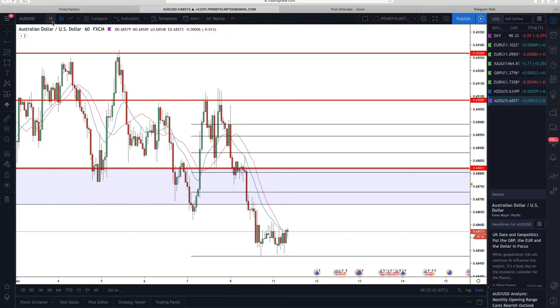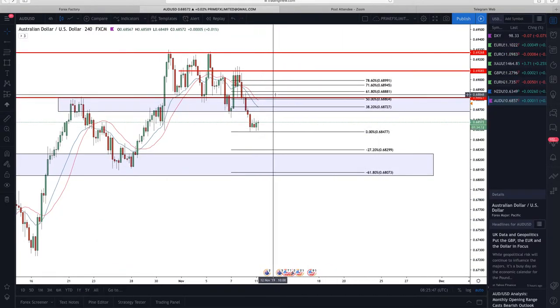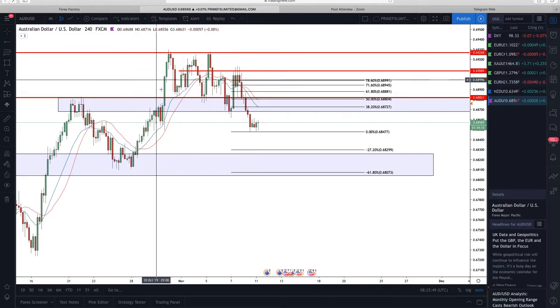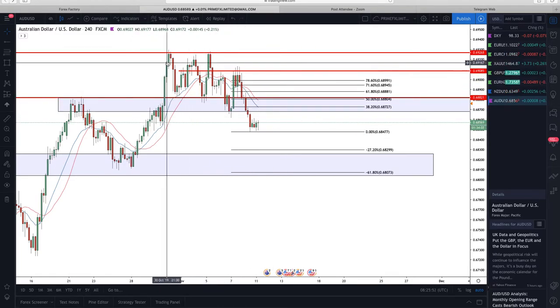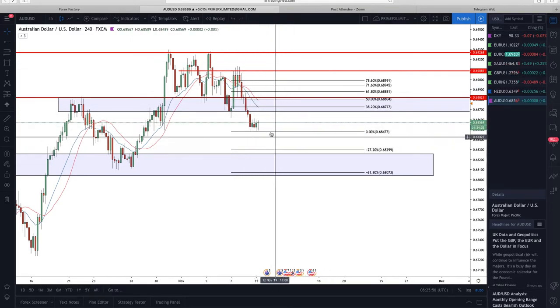AUDUSD on a 4-hour time frame. I am looking for a pullback into the 38 or as much as the 618. We can see we've had this range here last week where we were making equal lows and equal highs. We've made a lower low, lower high and broke to the downside. Now we've broken to the downside.